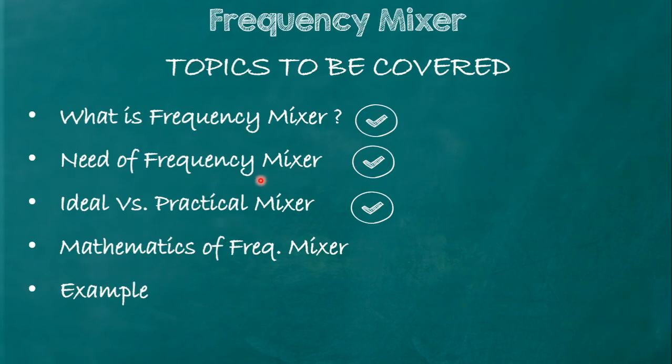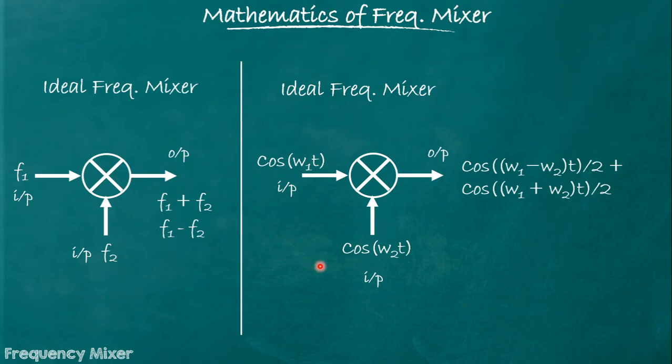So here we learn that practical mixers do contain frequencies other than sum and difference. So let us go through the mathematics of a frequency mixer. Let us start with the ideal frequency mixer. In an ideal frequency mixer, two signals are applied at the input. Let us assume that the first signal is cos omega 1t and the second signal is cos omega 2t. The ideal mixer is nothing but a multiplier, which will multiply the two input signals. So the output of the mixer is cos omega 1t into cos omega 2t.